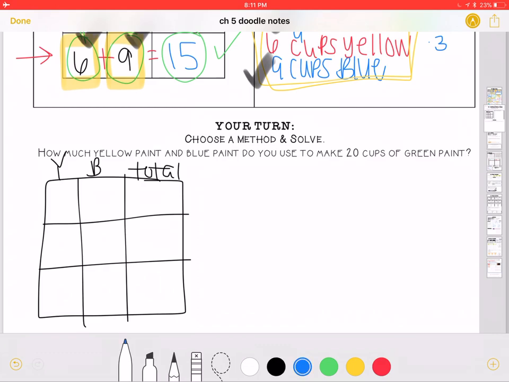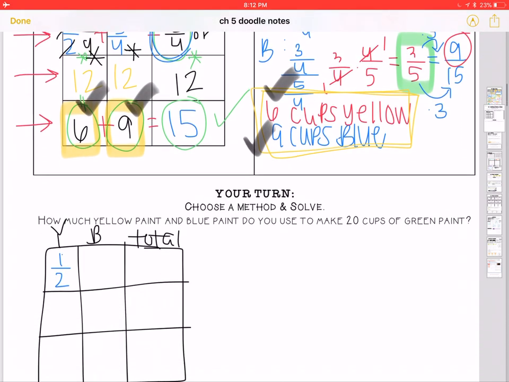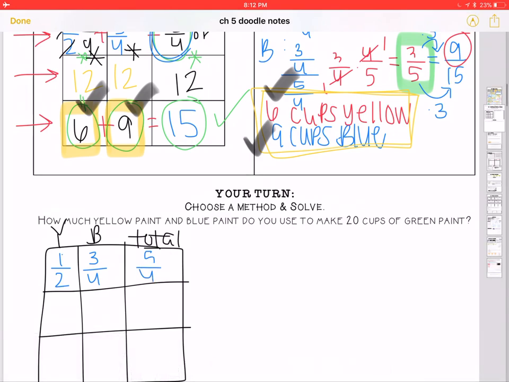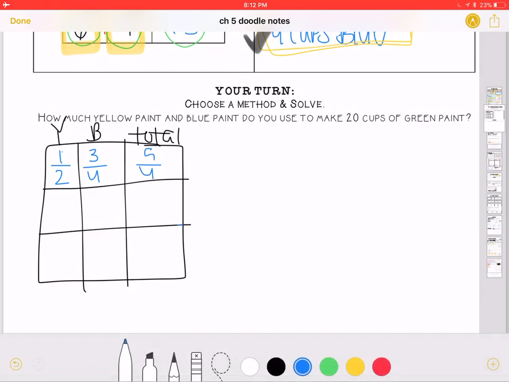So same information here, right? Half a cup of yellow for every 3/4 blue. Well, we can still keep those same numbers. This is still 5/4. But now I want this total down here not to be 15, but to be 20. First thing you should do is figure out, what do I multiply 5/4 by to get 20? So in order to figure out what you multiply by, you would divide them to get that answer. So do 20 divided by 5/4.